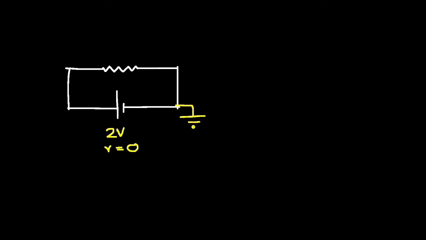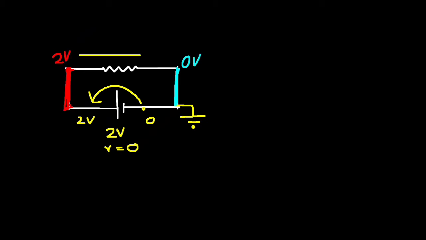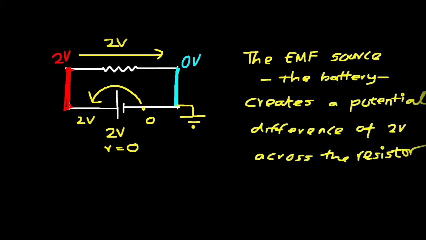I have got a battery of EMF 2 volts. The negative terminal is at 0 volt as it is earthed. Since the battery creates a potential difference of 2 volts, the positive terminal has to be at a potential greater by 2 volts than its negative terminal. Each end has 0 potential and 2 volt potential. Thus, it has created a potential difference of 2 volts against the resistor. Now you must have some idea about what an EMF source is. It creates the required potential against a load.